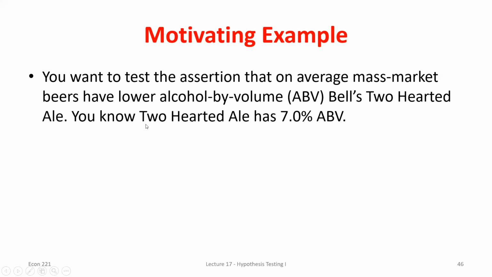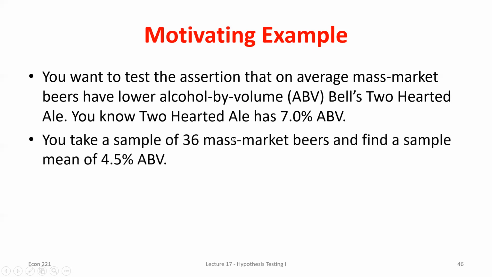So let's say you know that it has 7% ABV and you want to compare it to the average mass market beer. You take a sample and you find the average mass market beer has an ABV of 4.5. Well, right off the bat, you might think, okay, then yeah, for sure. If I want to test whether or not it has a lower ABV than Bell's Two Hearted, it looks like I found pretty strong evidence of that, right?